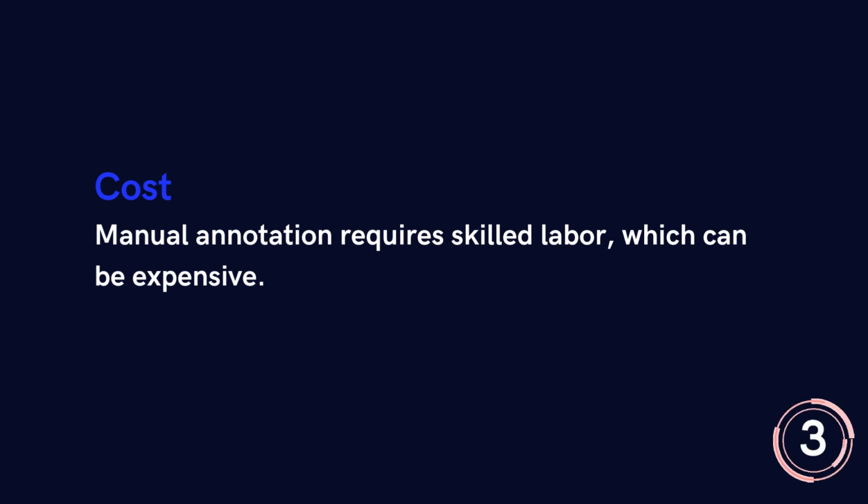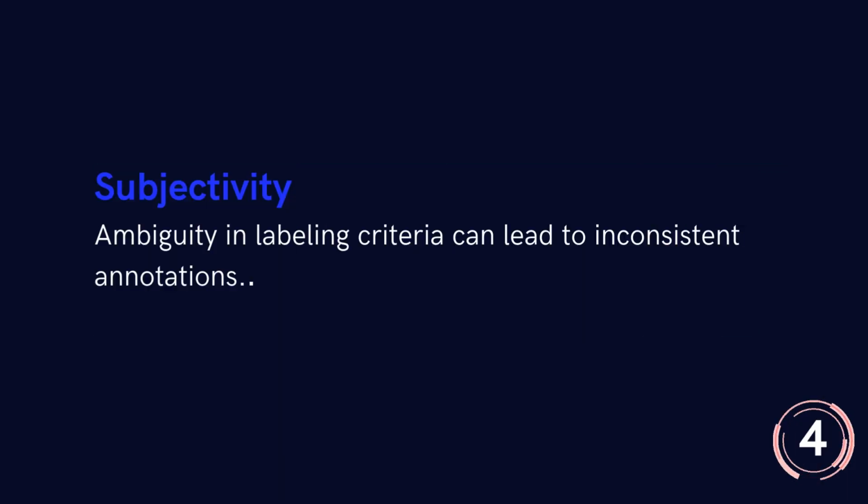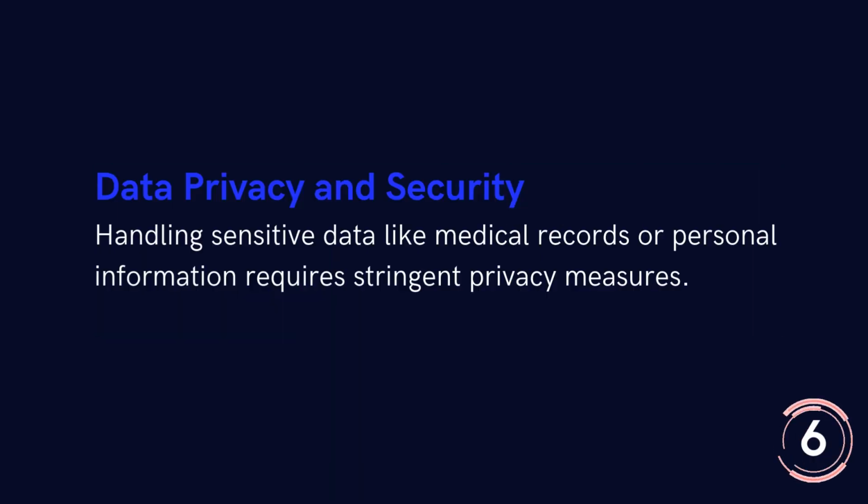Let's face it, manual annotation requires skilled people, and that can get pretty expensive. Fourth, subjectivity. Sometimes, the criteria for labeling aren't super clear, which can lead to different interpretations and inconsistent results. Fifth, scalability. Scaling up your annotation process without losing quality? Now that's a tough nut to crack. And finally, data privacy and security. When dealing with sensitive data like medical records or personal information, keeping it secure is absolutely critical.